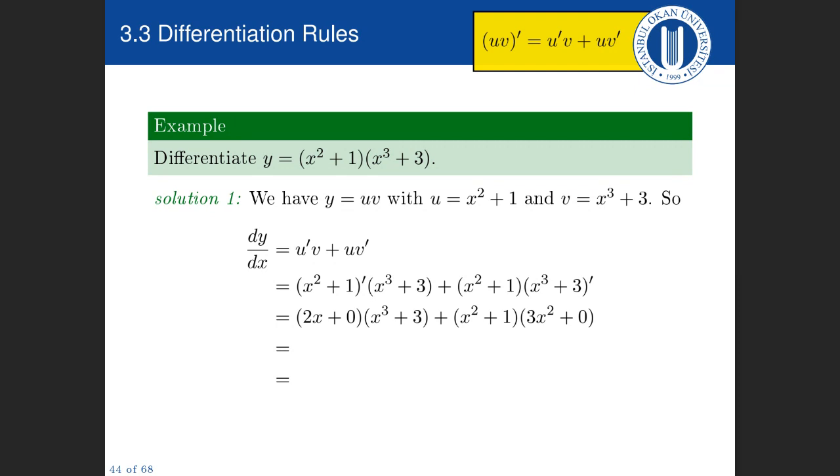The derivative of the first function is 2x plus 0, and the derivative of the second function is 3x squared plus 0. So then it's just a case of simplifying this. We obtain the final answer, 5x to the power 4 plus 3x squared plus 6x.